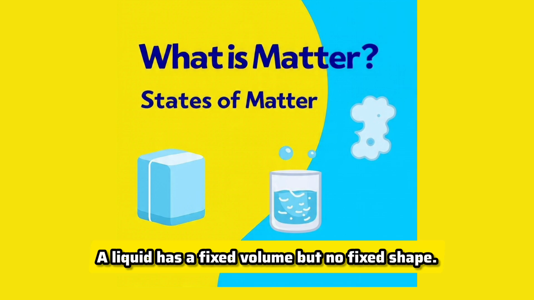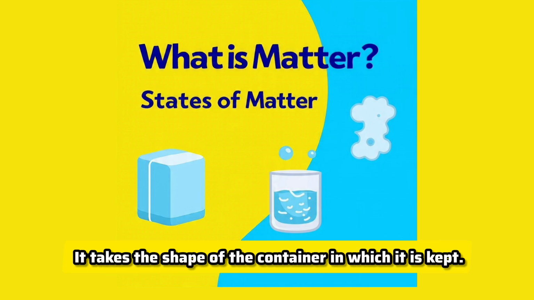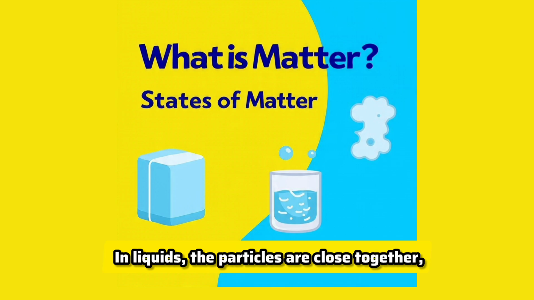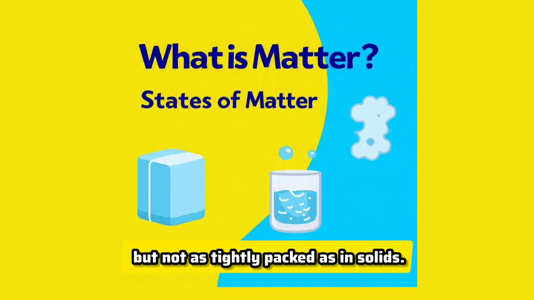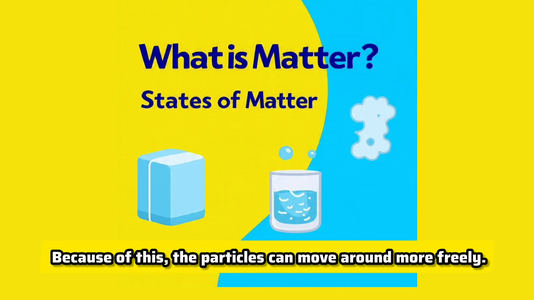2. Liquid. A liquid has a fixed volume but no fixed shape. It takes the shape of the container in which it is kept. In liquids, the particles are close together, but not as tightly packed as in solids. Because of this, the particles can move around more freely.